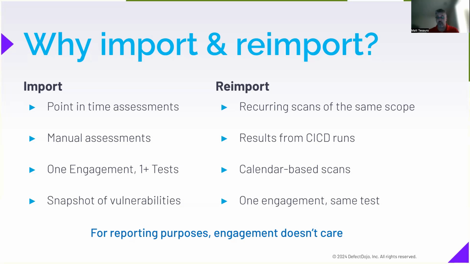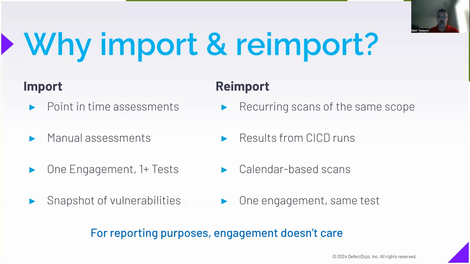That lets me put results into DefectDojo, usually from things like CI/CD runs or calendar-based, like I said, recurring scans. You have one engagement and the same test used over and over for re-import. That's the key difference: when you re-import, you're literally importing again into the same test. That's where DefectDojo comes in and does the diffs.